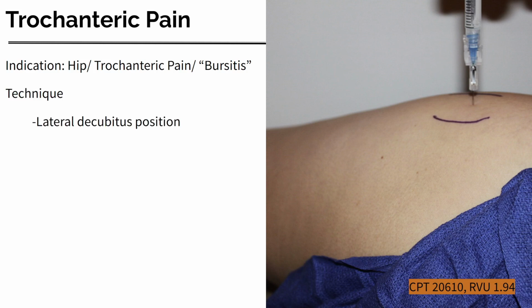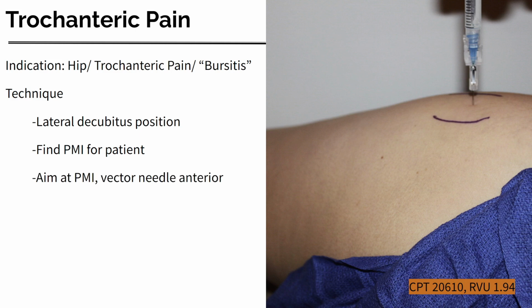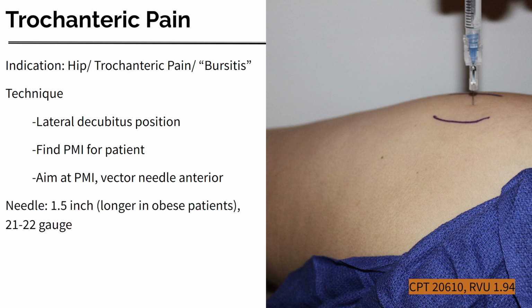If you do want to inject, you want her in the lateral decubitus position. You're going to find the point of maximal intensity along that greater trochanter, and that's essentially your target. You're going to aim there. You're going to vector your needle a little anteriorly, and the reason is if you overshoot, it's okay to go into the anterior soft tissue. If you overshoot posteriorly, you've got to worry about the sciatic nerve. You don't want to fenestrate that.